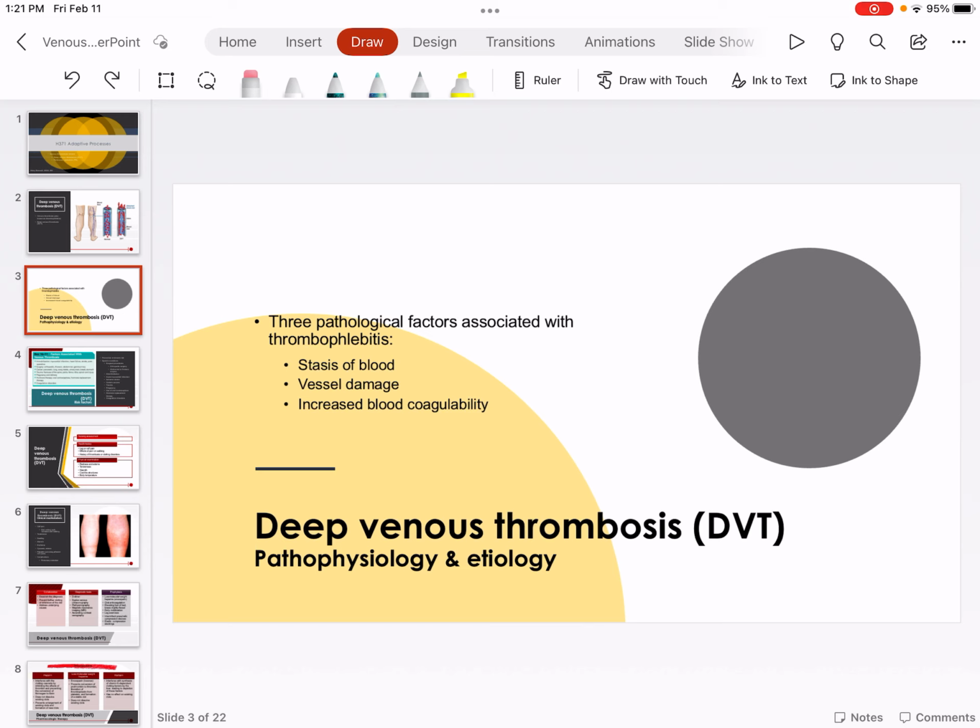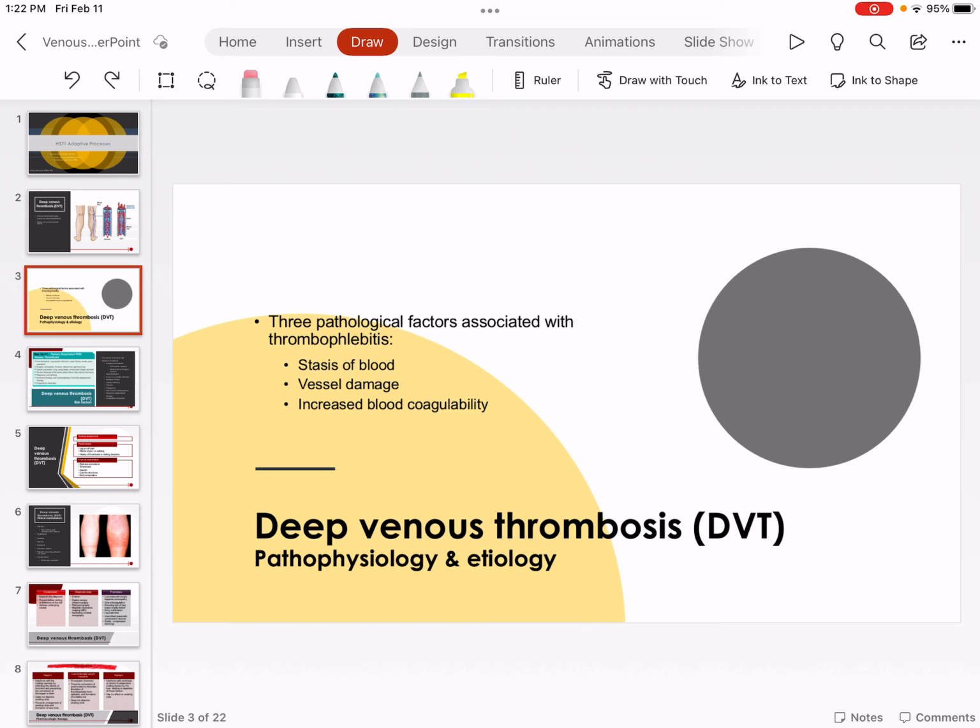And then the next factor is vessel damage. So, damage to a vein. And that could happen from some kind of injury or maybe even a surgery.